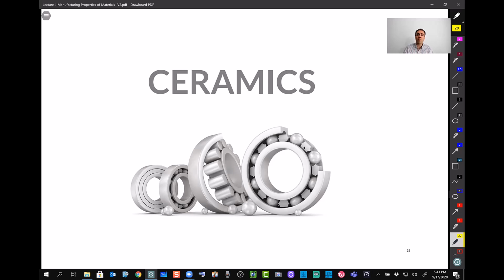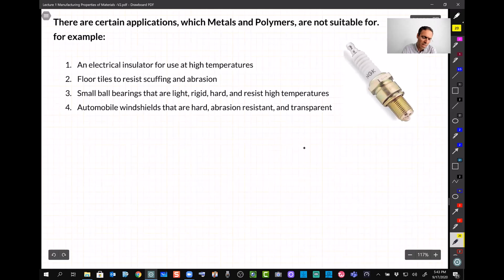So what if, for an application, we want both? We want a good electrical insulator, and we want a good material that withstands temperature, right? So this is where we need something different, and this is where ceramics becomes important. A few examples, like this car spark plug, like this portion. This is where you need something that can work in high temperature. At the same time, you want it to be an electrical insulator. No metal can do that for us.